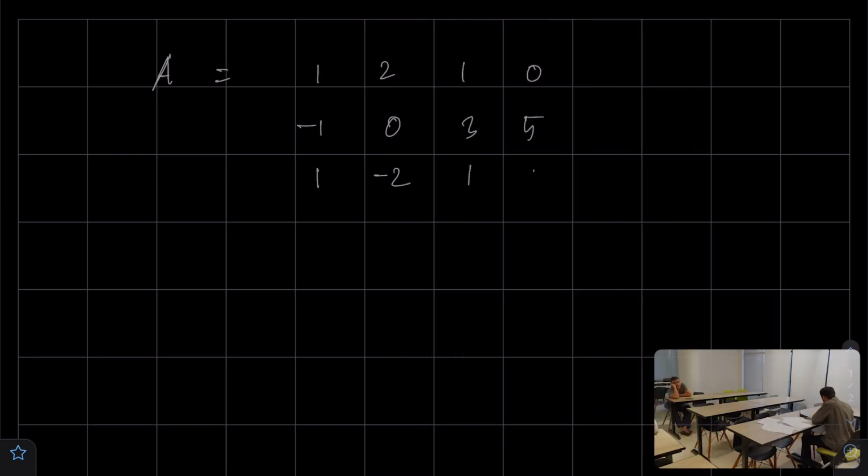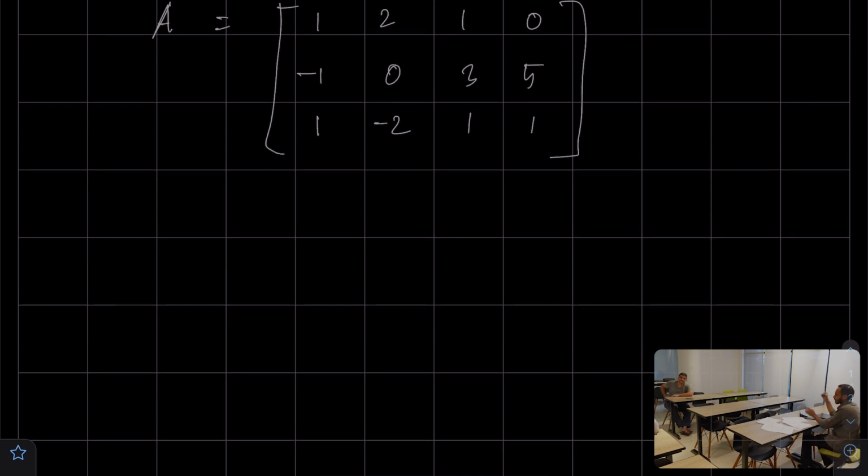Minus 2, 1 and 1. So it says to find a row reduced echelon matrix R which is row equivalent to A. What was the definition of a row reduced echelon matrix? For a row reduced echelon matrix, the exact definition is something like... I'm just scratching out the definition.